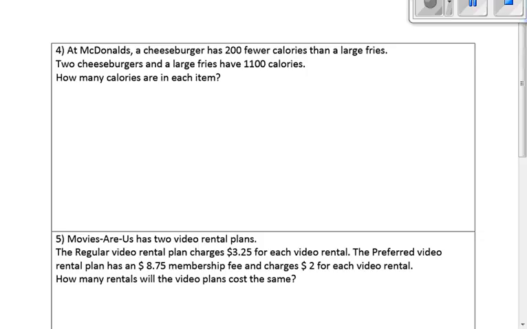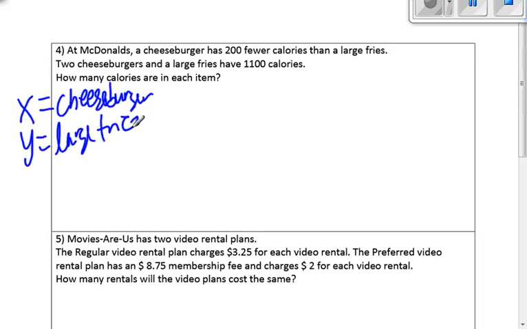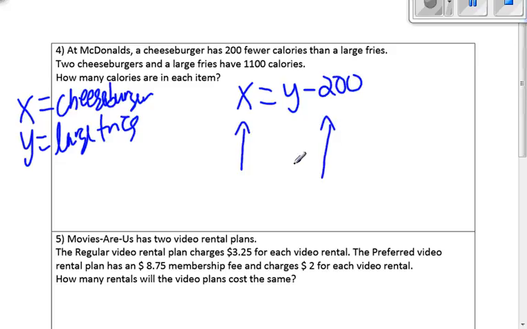At McDonald's, a cheeseburger has 200 fewer calories than a large fries. 2 cheeseburgers and a large fries have 1,100 calories. So X could be the cheeseburger. Y could be the large fries. So a cheeseburger has 200 fewer calories than a large fry. So X equals Y minus 200. The cheeseburger has 200 less than the large fries. So X equals Y minus 200. That's our first equation. And then the second equation, 2 cheeseburgers and a large fries have 1,100 calories.